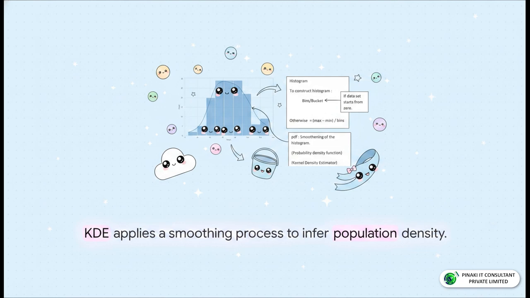Think of KDE as this magic smoothing process. It infers the behavior of your entire population from your finite sample, turning those blocky, jagged bins into a beautiful, smooth probability density curve. That curve reveals the true underlying trend of your data.